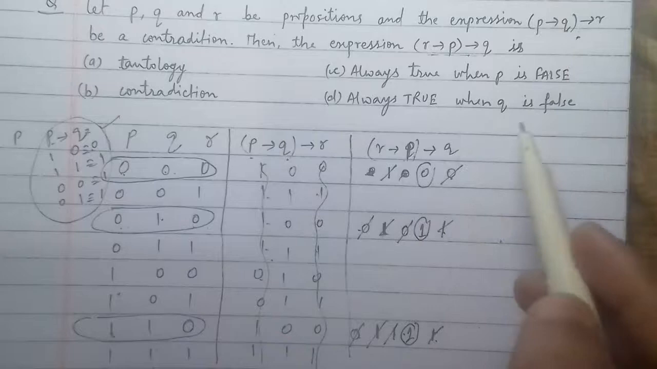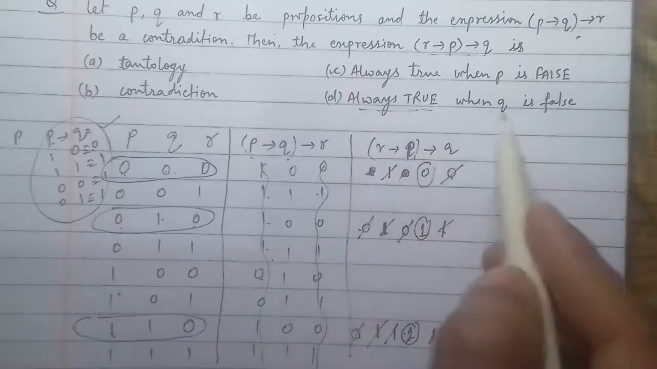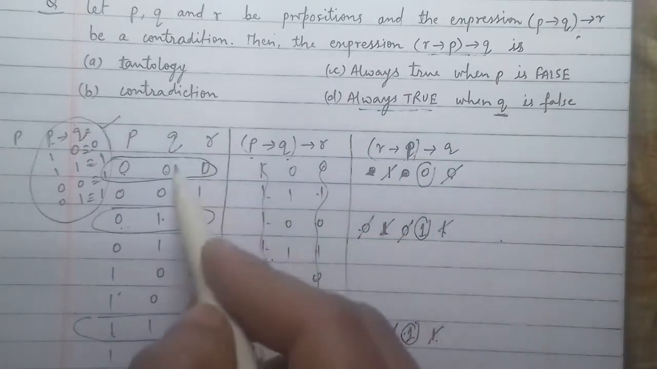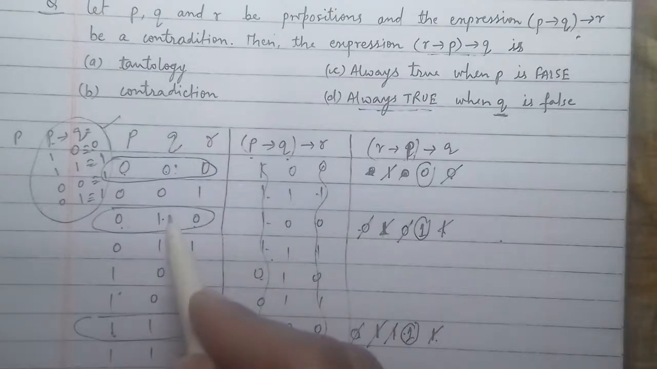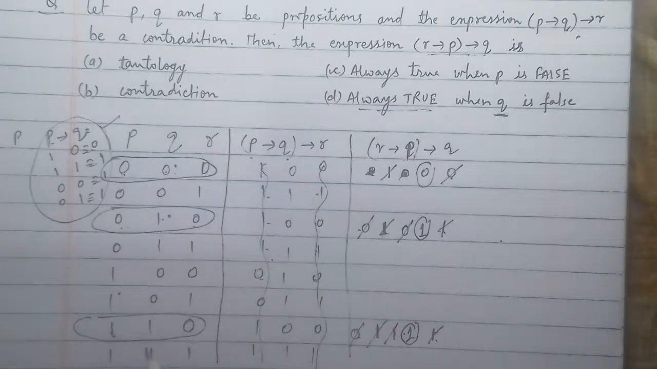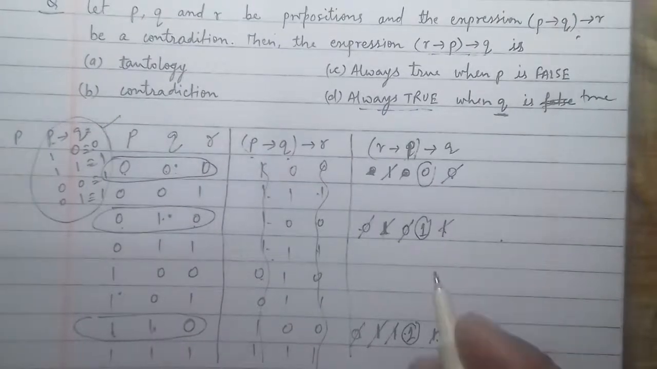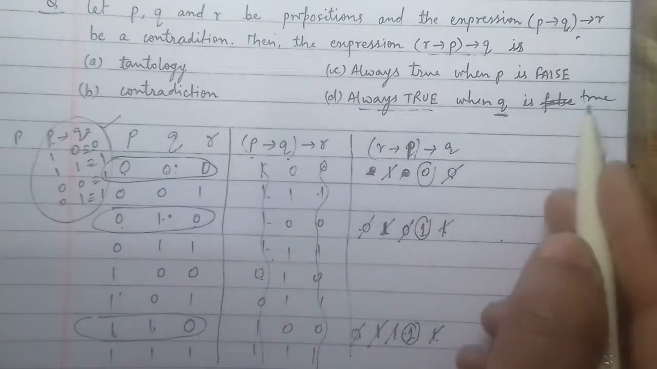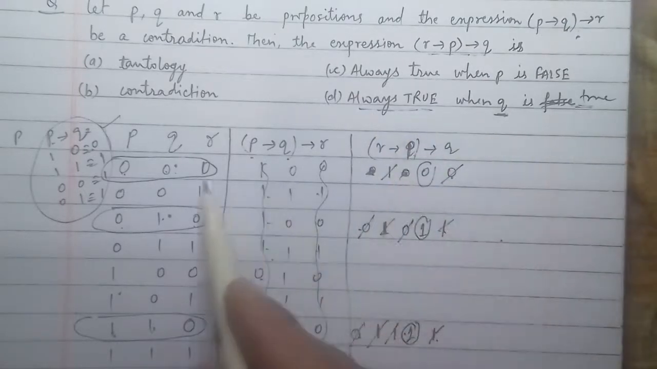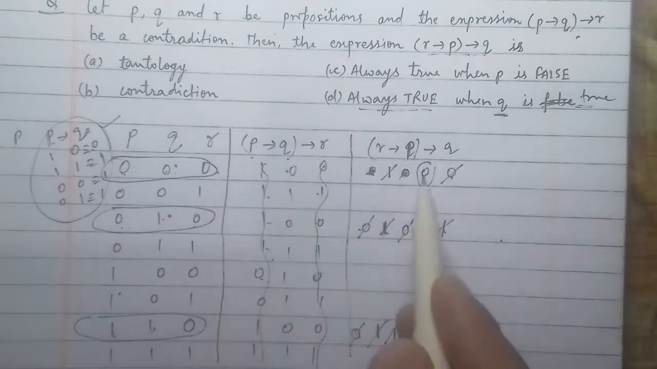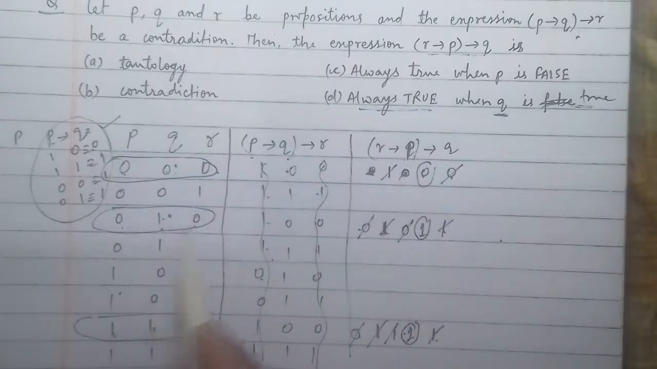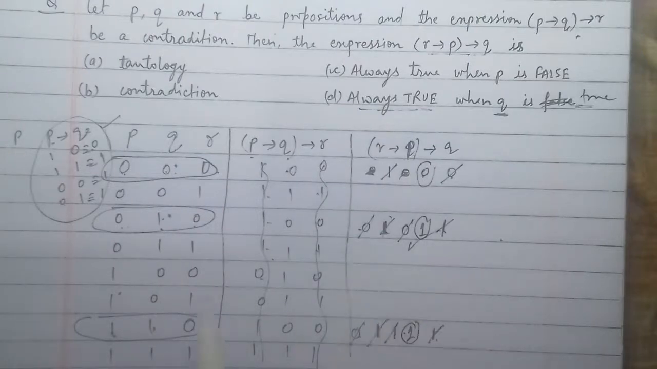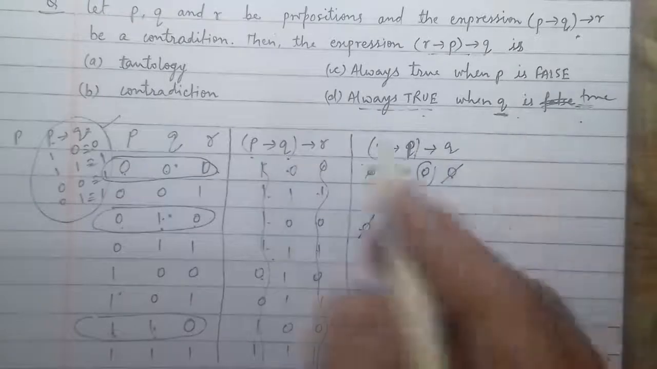So if we see the options, it is always true when Q is false. Here Q is false, here Q is true, here also Q is true. Let me check. I have written the wrong option. Always true when Q is true. So see, in this Q is false, it is false. Here Q is true, our expression is true. Here Q is true, our expression is true. So always true when Q is true is the correct answer.